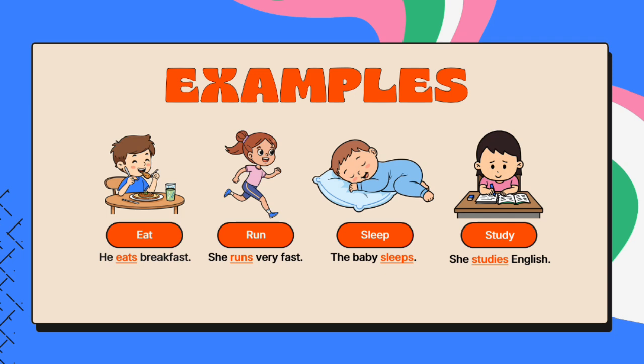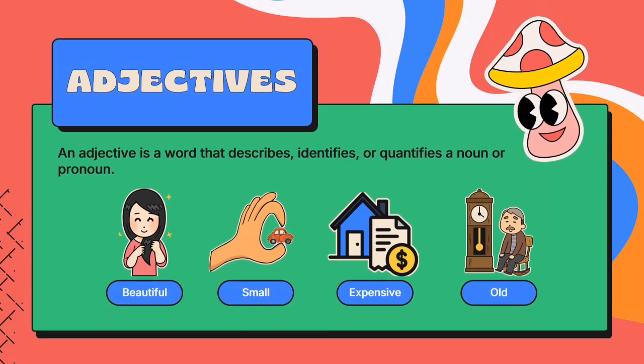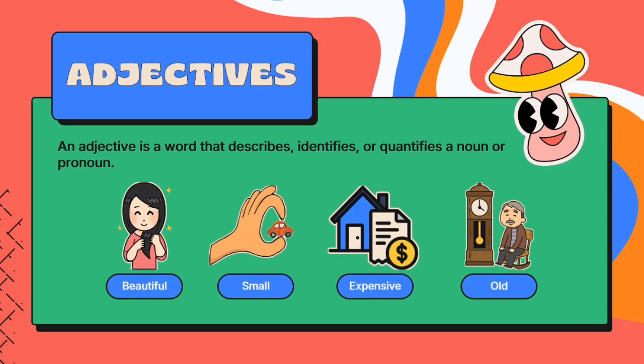And as you can see, every sentence needs a verb because the verb is the heart of the sentence. Now, let's move on to the third word class, which is adjective. An adjective is a word that describes or gives more information about a noun or pronoun.